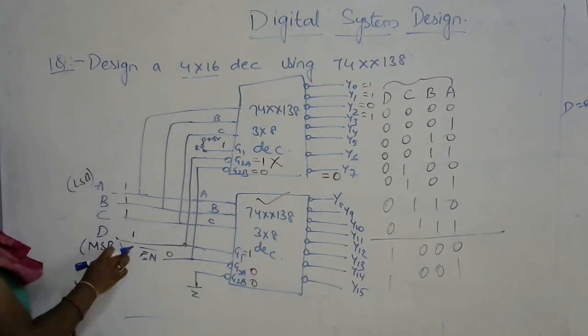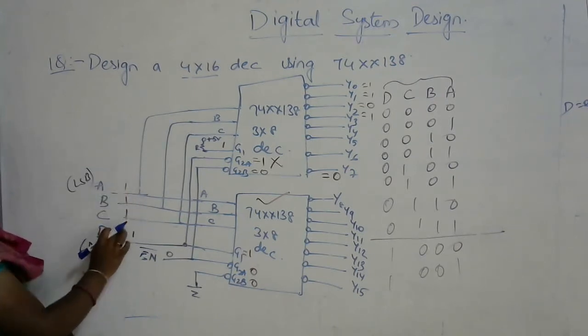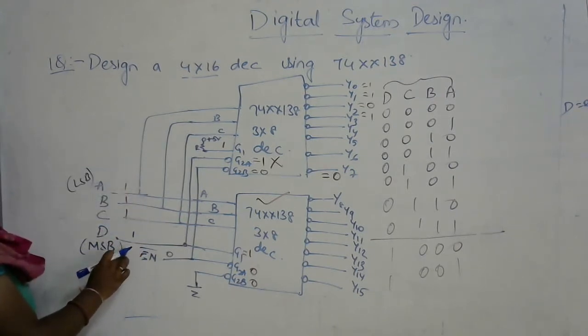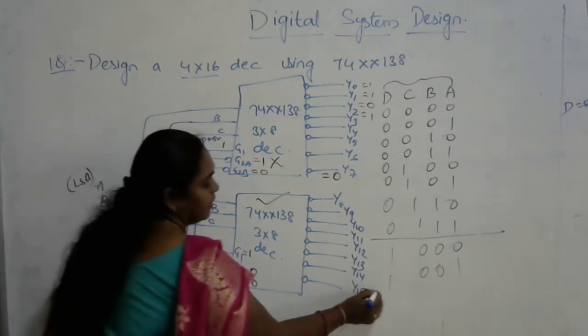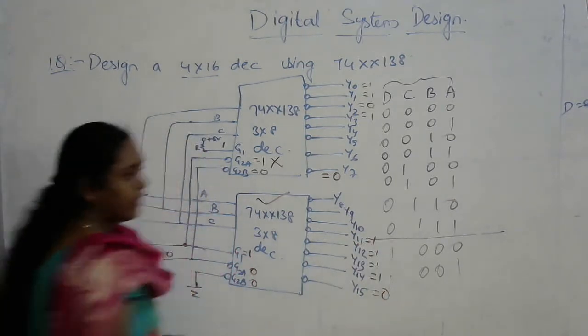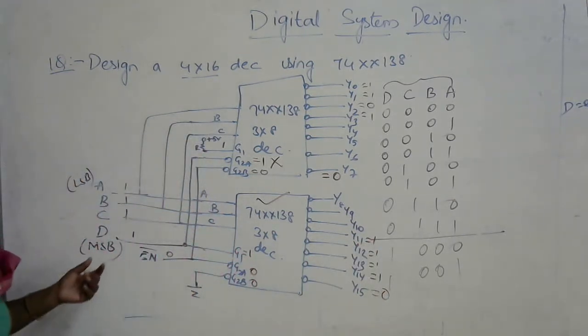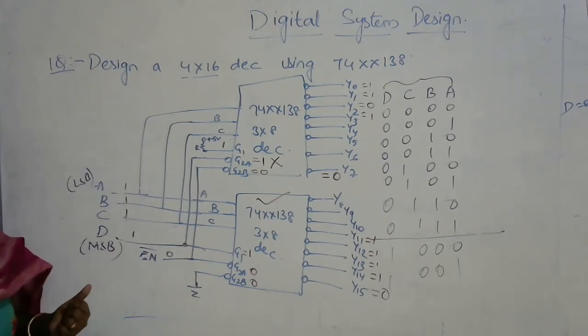Now let me take D is 1, A, B, C values are also 1. So when A, B, C values are 1, D is 1, that itself indicates it should select the last output, that is y15 is equivalent to 0 and all the remaining are equivalent to 1. This is how the active low enable pins are used for the cascading operation.